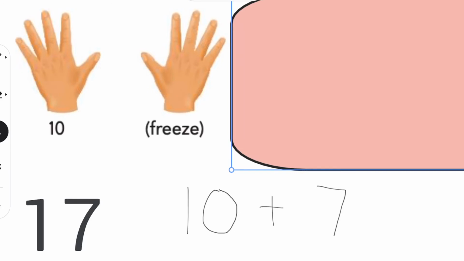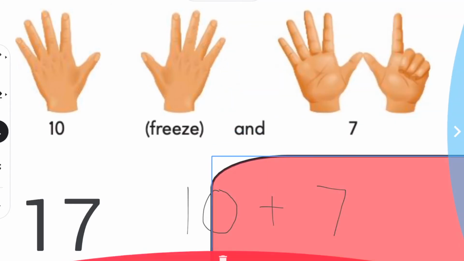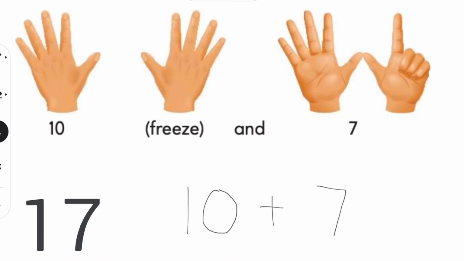Now you're going to make your 0 again because next we need this number. This is the number 7. So we're going to finger flash that number 7. Ooh, awesome. Count your fingers again. Make sure you have that 5 group on one hand and 2 on the other hand for the number 7.